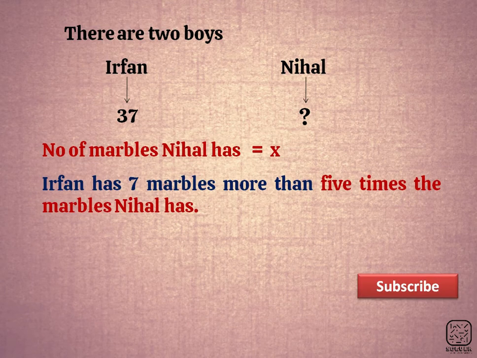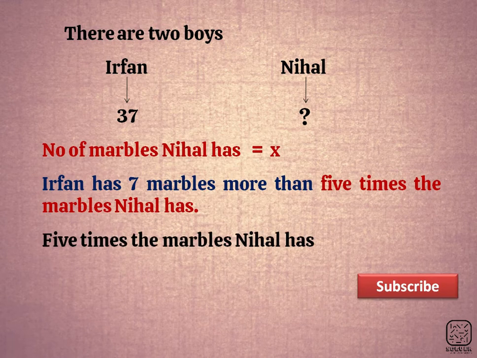Now take the part: Irfan has 7 marbles more than 5 times the marbles Nihal has. Now, as I said before, we need to divide and conquer. So divide this into 2 parts. Irfan has 7 marbles more than what? 5 times the marbles Nihal has. So this part, 5 times the marbles Nihal has, we need to do first. We already know the number of marbles Nihal has is equal to x. So 5 times the marbles Nihal has is 5 times x. That is equal to 5x.